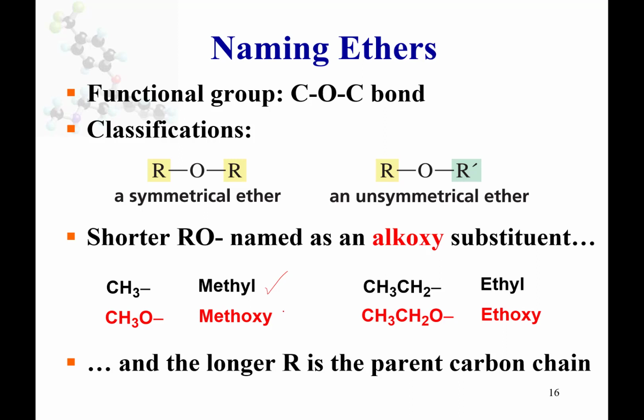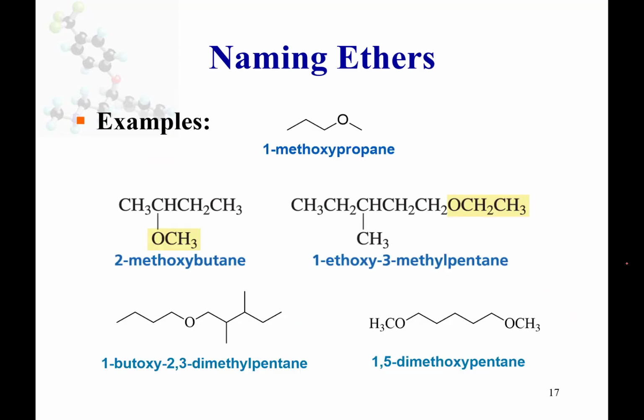So a 1-carbon alkyl group is methyl, a 1-carbon having another oxygen is a methoxy group. Then it's an ethyl group as an alkyl group, but the alkoxy group is ethoxy. Then you use this as a substituent on the longest parent carbon chain. Let's look at some examples. So for this first molecule, we see that on one side there's 1 carbon, but on this side there are 3 carbons. So obviously 3 is more than 1. So it's going to be named as a derivative of propane. And then this part here is the alkoxy group. So that is why this is 1-methoxypropane.